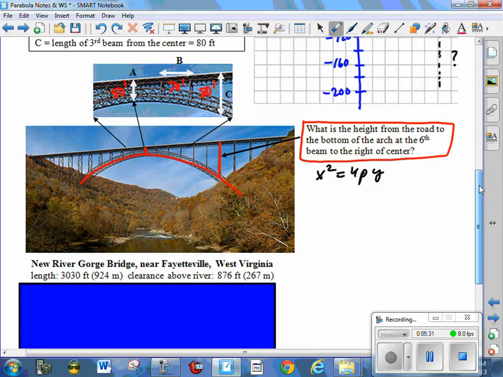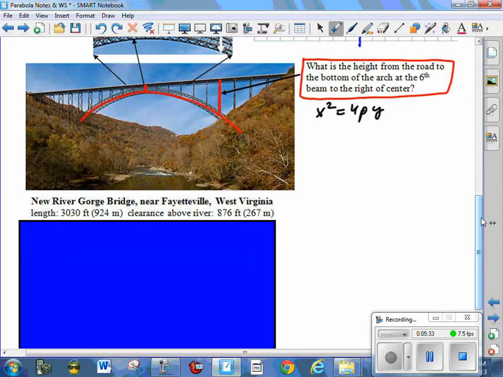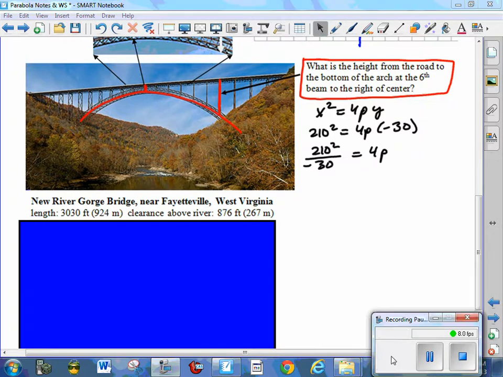So putting in our known point, which is the point (210, negative 30), I have 210 squared is equal to 4p times negative 30, or 210 squared divided by negative 30 is equal to 4p. And that number turns out to be, sorry, I couldn't find it well in my notes, but I just found it. That number turns out to be negative 1470.